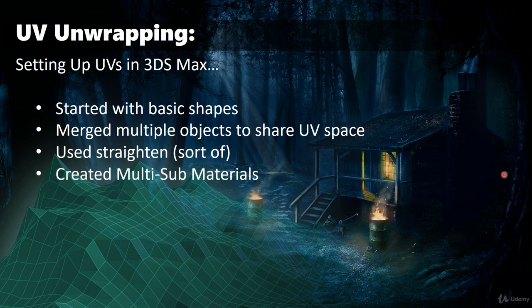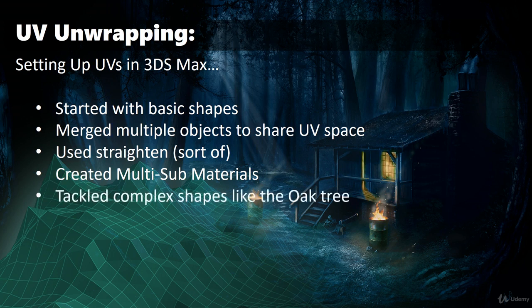And then we created some multi-sub materials, which is quite important, and you'll use that a lot going forward in your own projects. It's really useful. And then we tackled some complex shapes like the oak tree, for example. And there's plenty of trees in this scene, so use the same technique for all of them. I'm not going to show you how to do all of them. You can go forward and do the other trees.